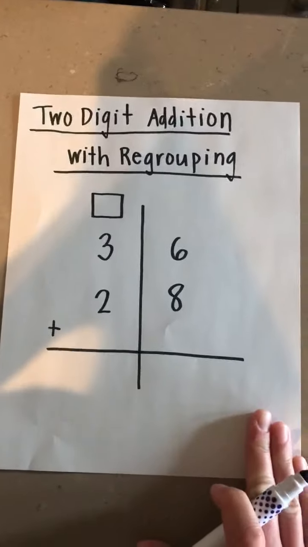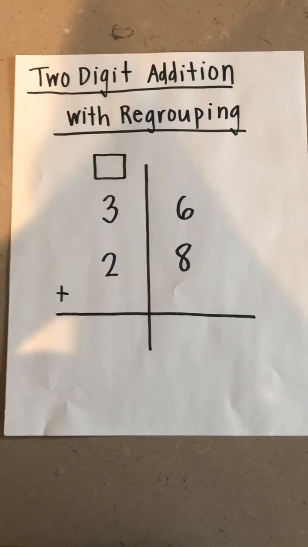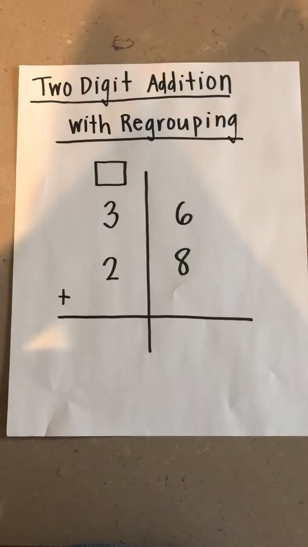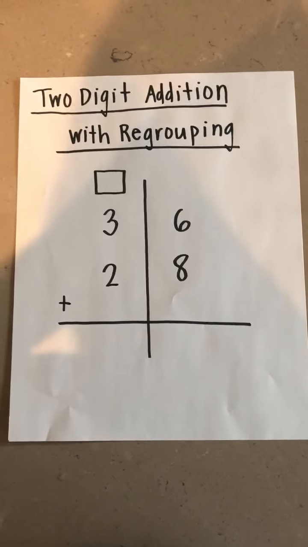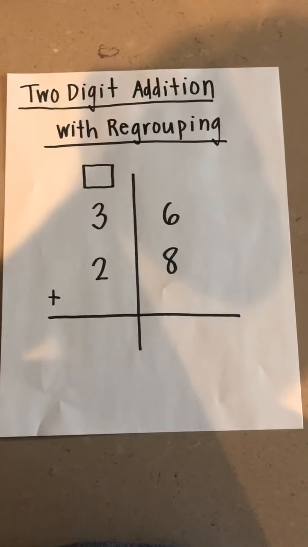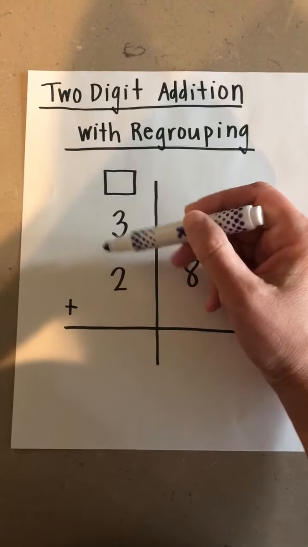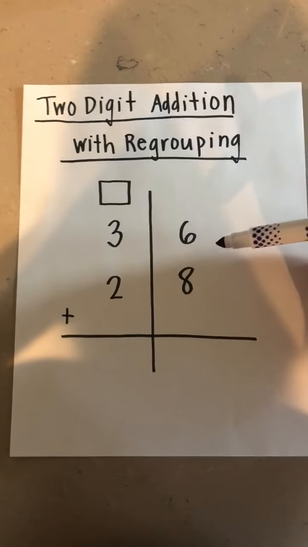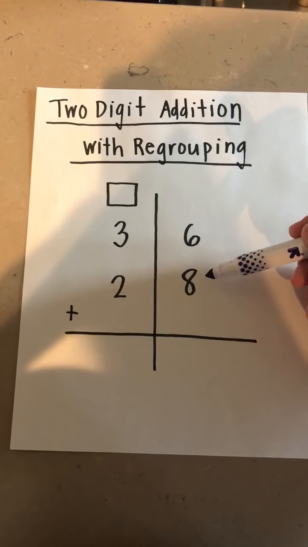We are going to be starting to work on a different strategy called the algorithm over the next couple of weeks. This is going to be new to many of you, but it's very quick and very efficient, and it mimics what we've been building in class with place value blocks. So here I have the same problem, 36 plus 28. Just like we talked about earlier, we have 3 tens and 2 tens, which would be 5 tens. But over here in the ones place, we have 6 plus 8. 6 plus 8 is 14.